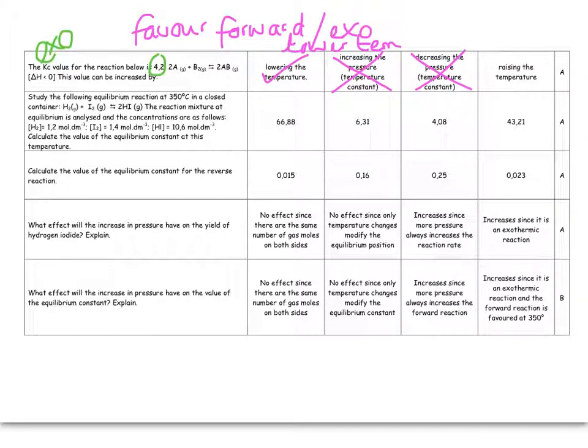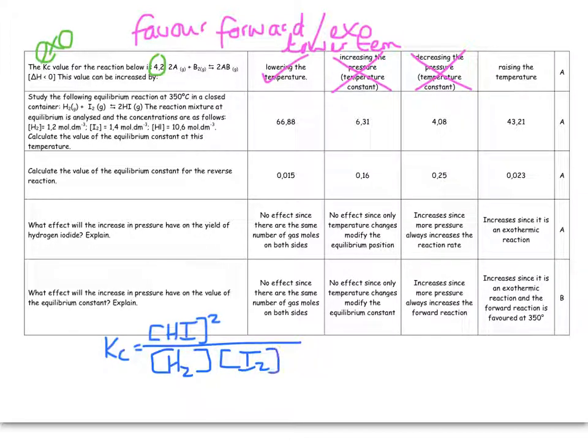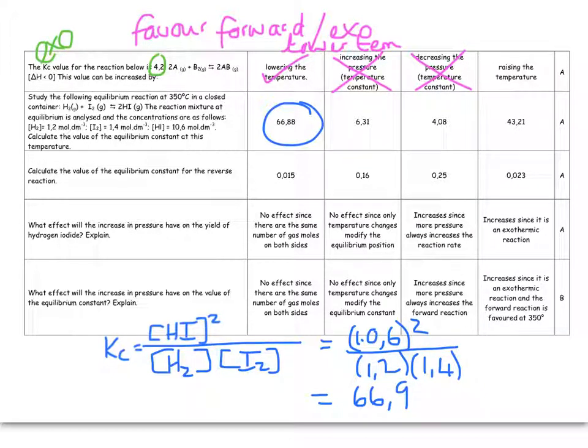You've got a Kc value over here, and if you want to work it out, you have to say that Kc is equal to the concentration of the product, which is HI, raised to the coefficient of the number in front of it, divided by H2 and I2. They give me some concentrations, so all I need to do is substitute in. It's 10.6. I need to square that, divided by 1.2. I literally just have to substitute those values in, and I land up with 66.9, which is A.